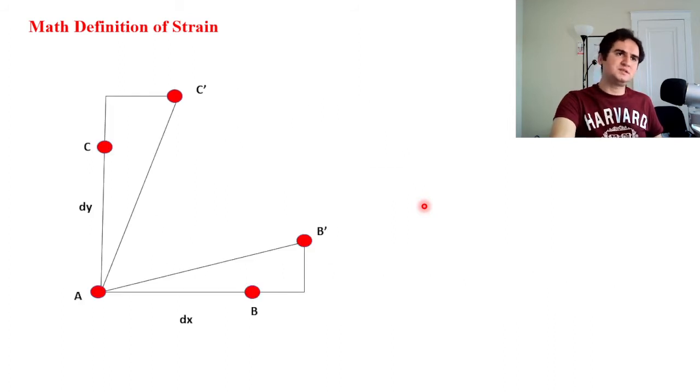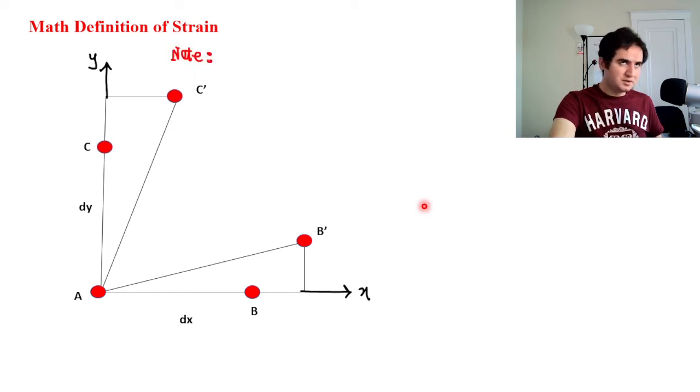So if you consider this figure, bar AB or line AB lies in the x direction with the length of dx, and line AC with the length of dy is located in the y direction. If B moves to B prime and C moves to C prime, let's see what happens in terms of strain.